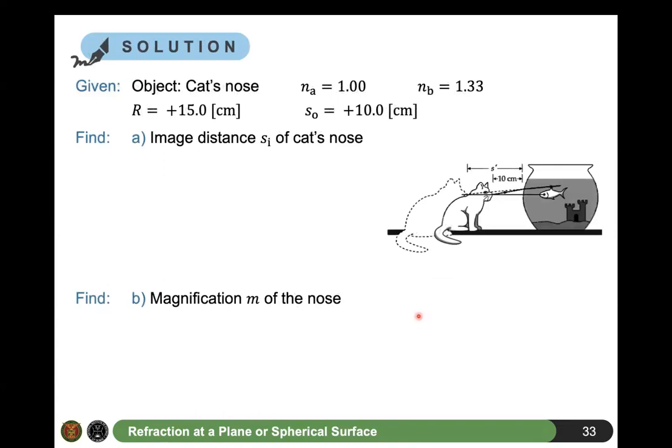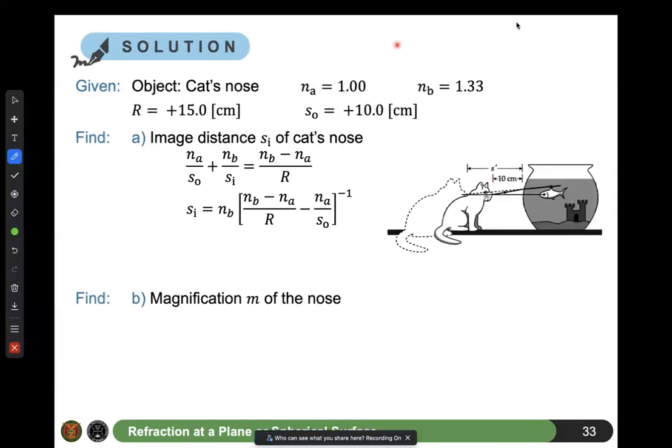So the image distance of cat's nose, siya yung object. Okay? We will use this equation. So now, since yung object nasa same side ng incoming rays, then positive yung SO. Okay? Now, the center of curvature nung spherical surface is nandito. Okay? Since nandito yung incoming, ito yung incoming, okay, from the nose, right?